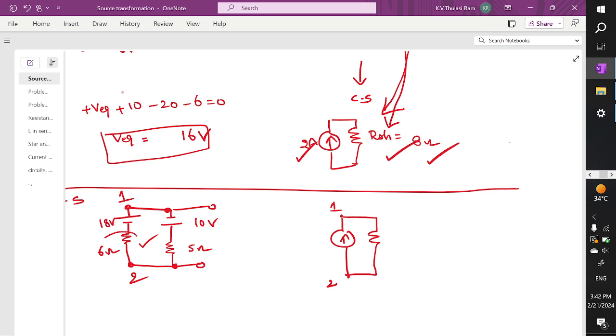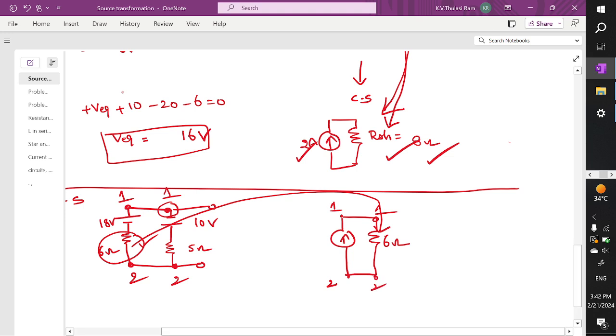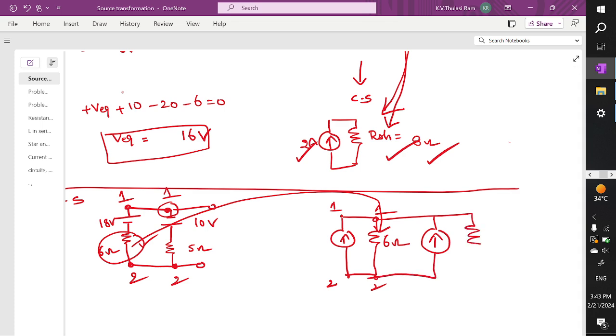What is the value of the resistor here? So this is a shunt resistor, and the same resistor you are going to get, which is 6 ohm. Between the same 1 and 2, this is 1 and this is the reference node. We are going to have one more current source and one more resistor, and here you can see the polarity is in the upward direction.